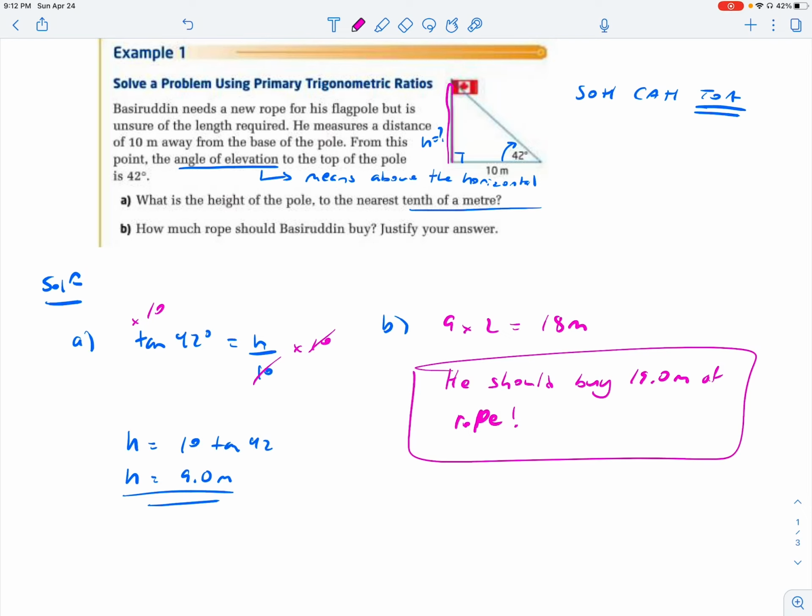That's it for our first example. When you go to start your homework, you're going to see questions that involve right angles also. Remember, you can just use SOHCAHTOA, or you can also use Pythagorean's theorem. Write that out real quickly: a squared plus b squared equals c squared. And remember, c is the hypotenuse, the largest side.